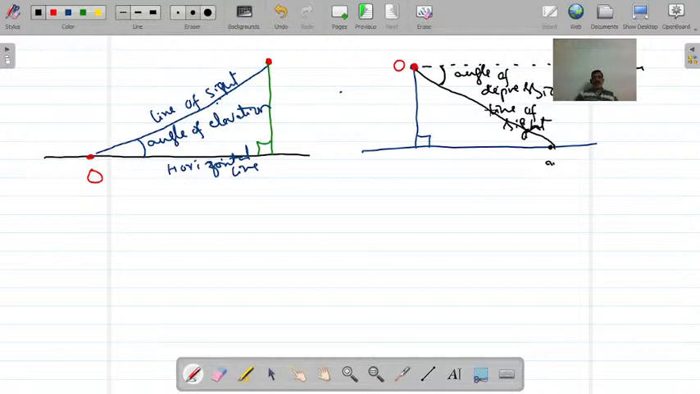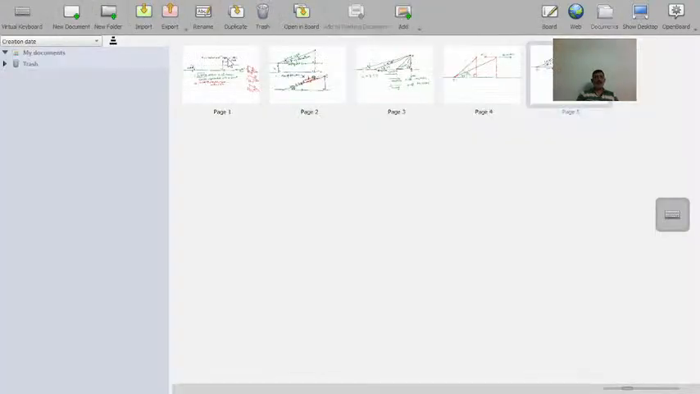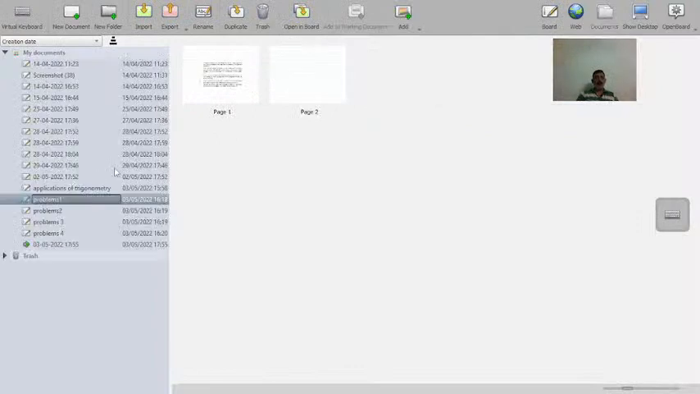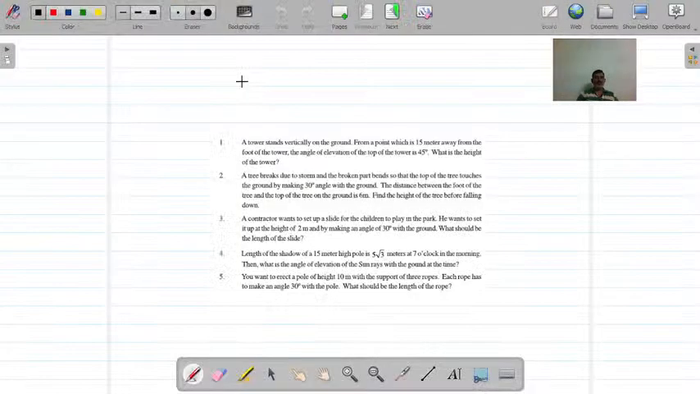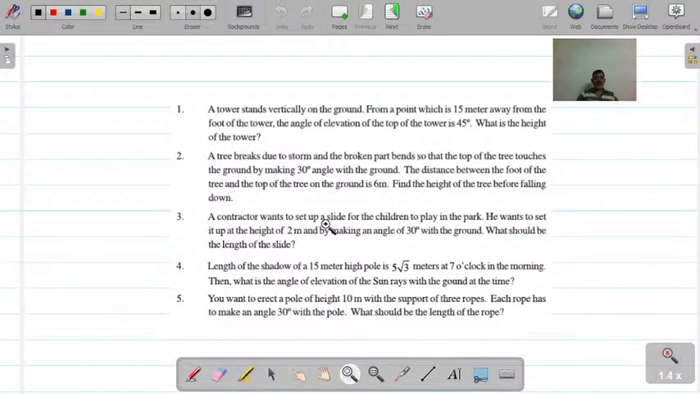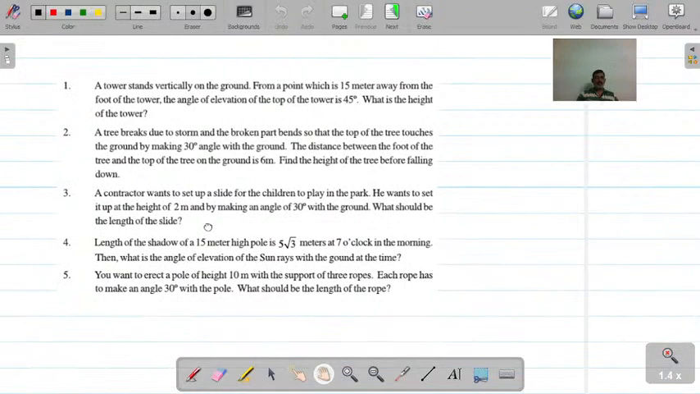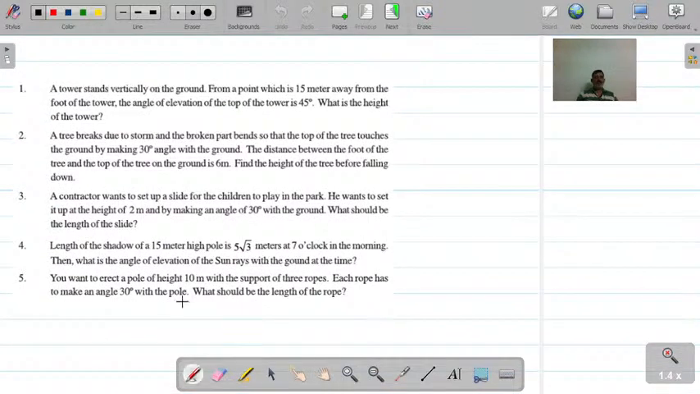Now let us try to solve some problems related to this so that you can understand these things very easily and quickly. So first let us go for some simple problems where you can do some simple things. I am considering a few problems here so that you can see them. What is the first one? You observe a tower stands vertically on the ground.